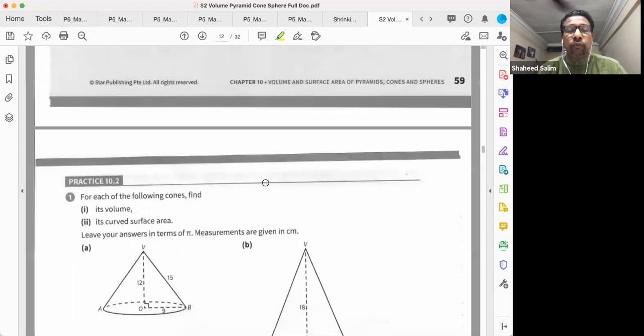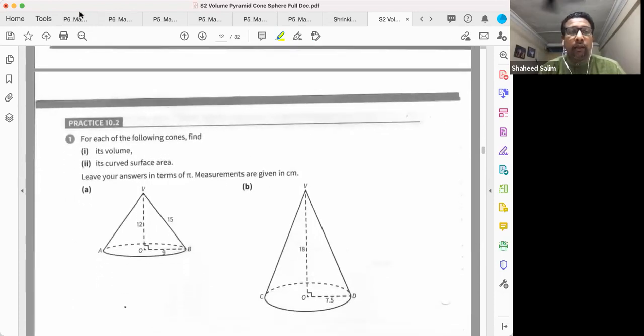Okay, we want you to find only the volume. Use your pi as 3.14. We want to know the exact answer. Don't leave your answers in pi. Take pi to be 3.14, for A and B.